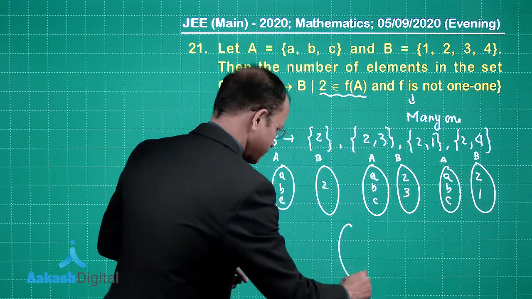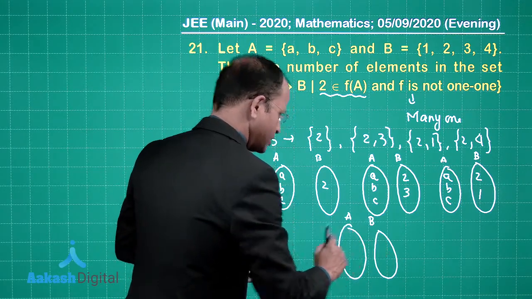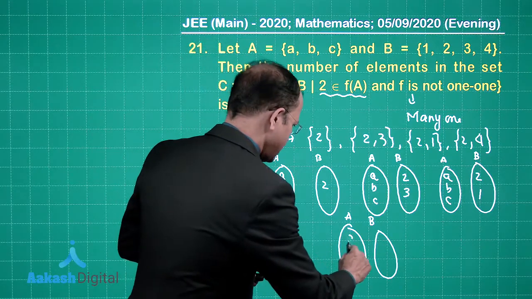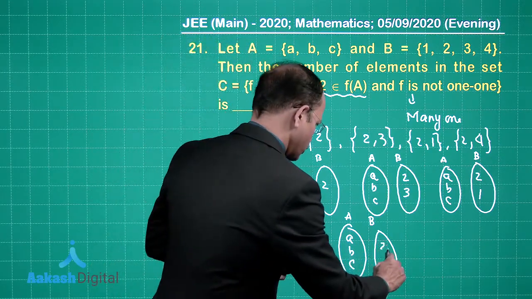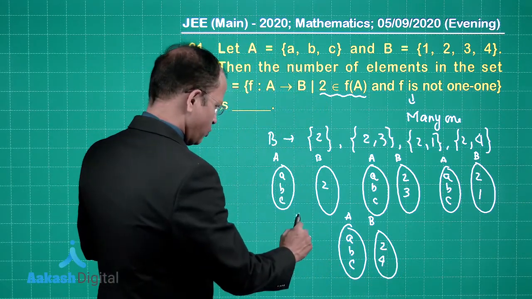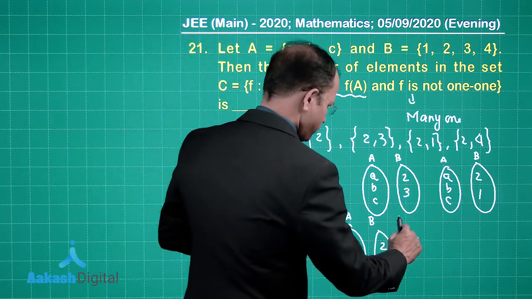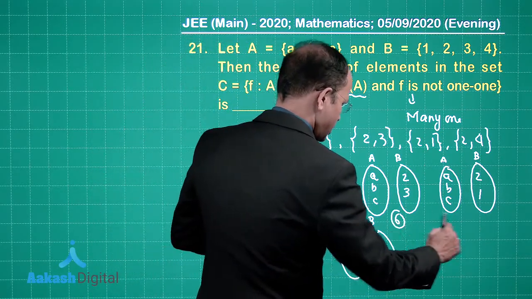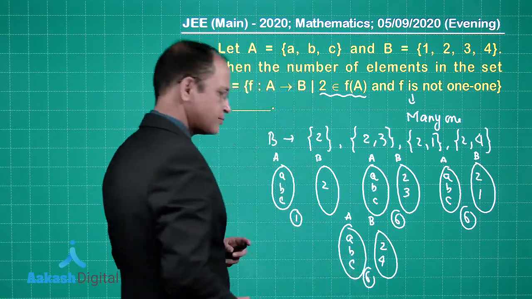Similarly, here we have 2 sets, A and B. You can write it here. We have been given A, this is B, and this is C, and this is 2, 4, which is there in the codomain. So from here, yes, there is one many one function we can expect, right? Here we have around 6. Here also we have 6. Here also we have 6.